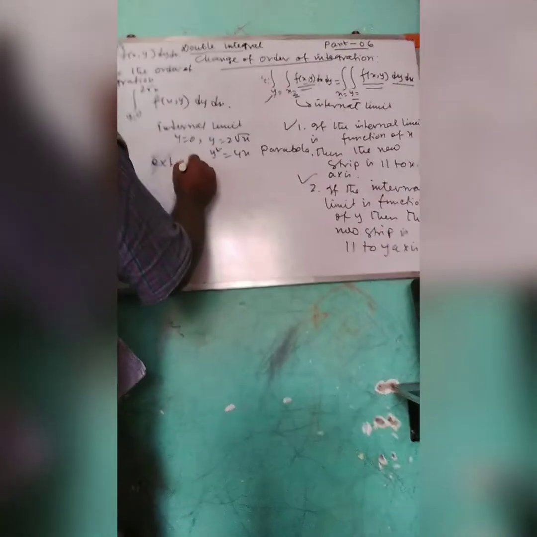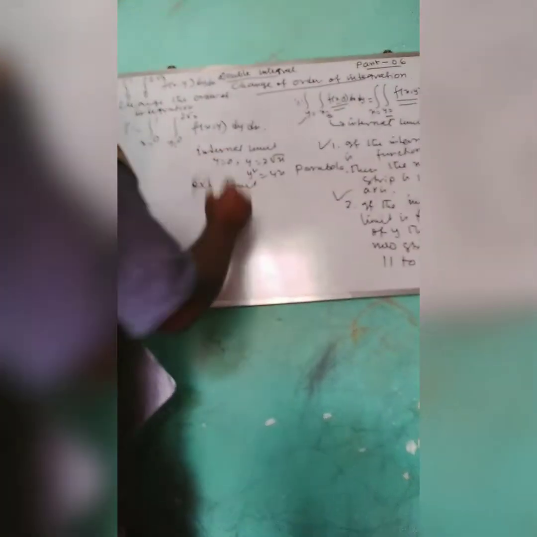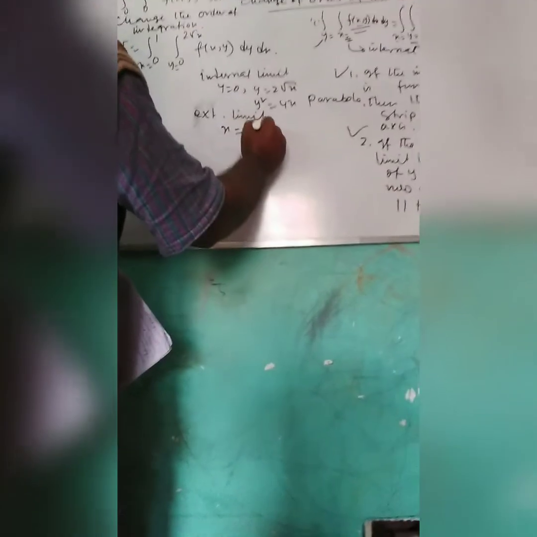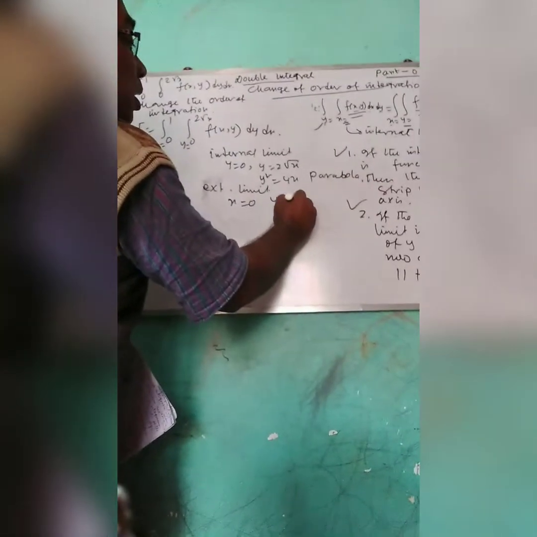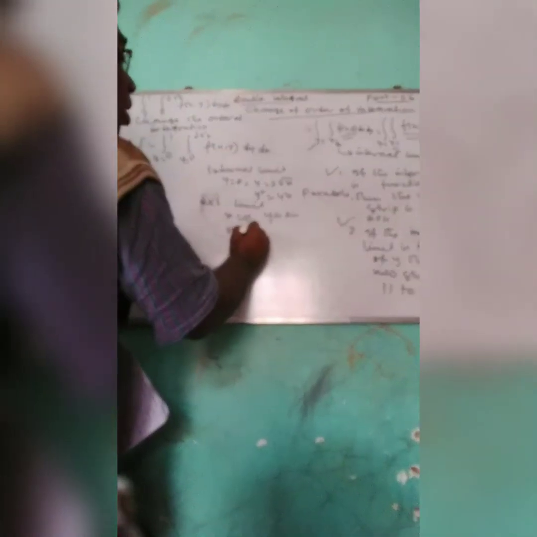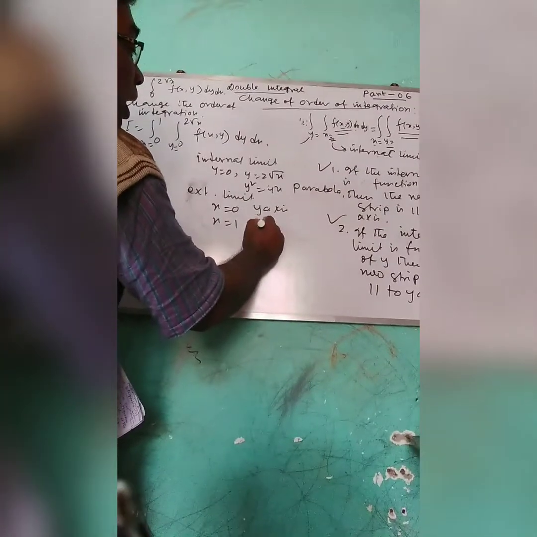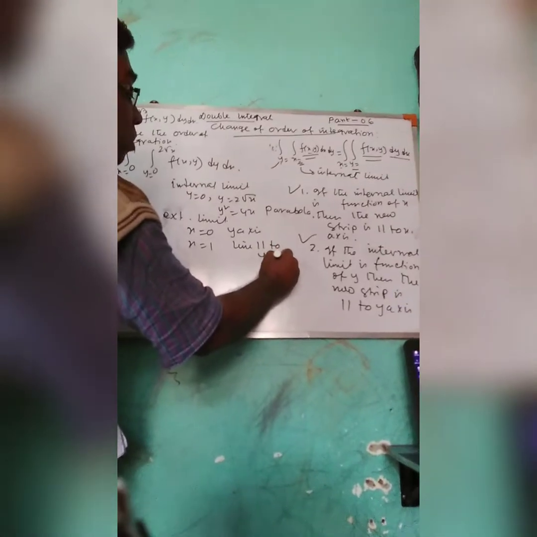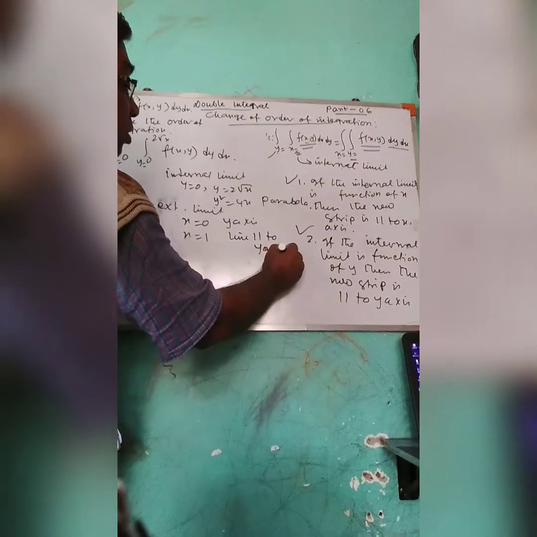Okay, external limit. What is the external limit? x equal to 0, the y axis, and x equal to 1, a line parallel to the y axis. Okay. Now, I am drawing a rough sketch.